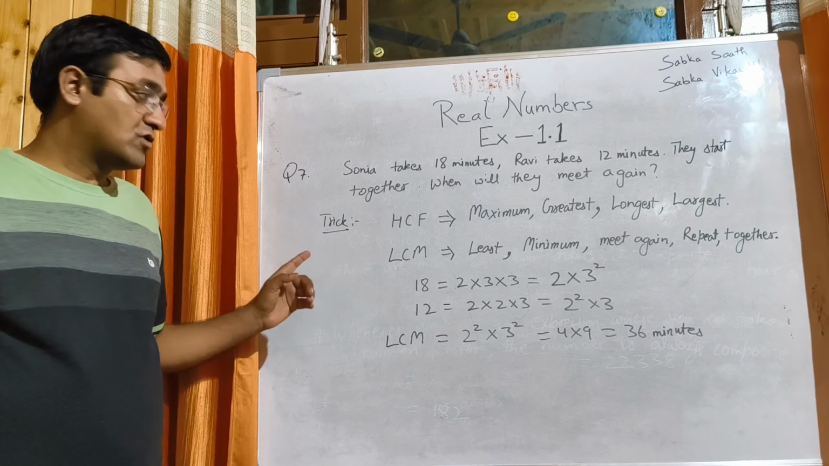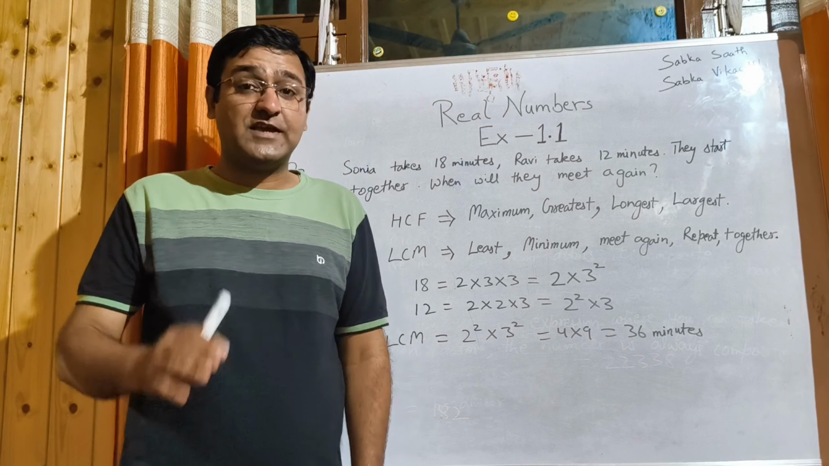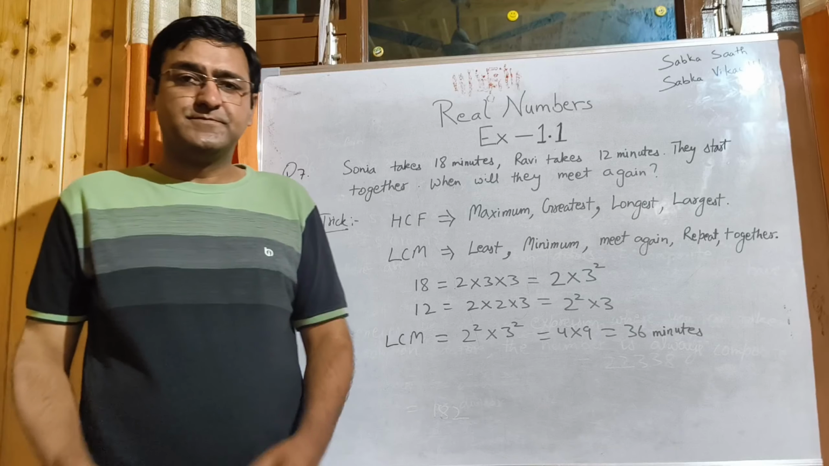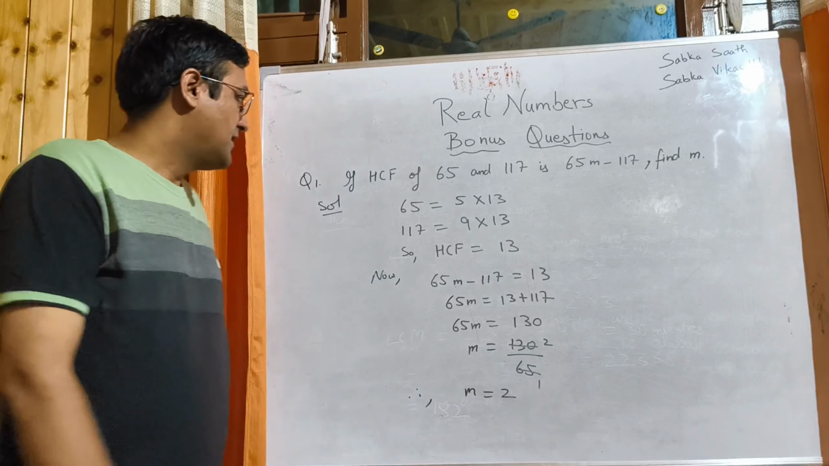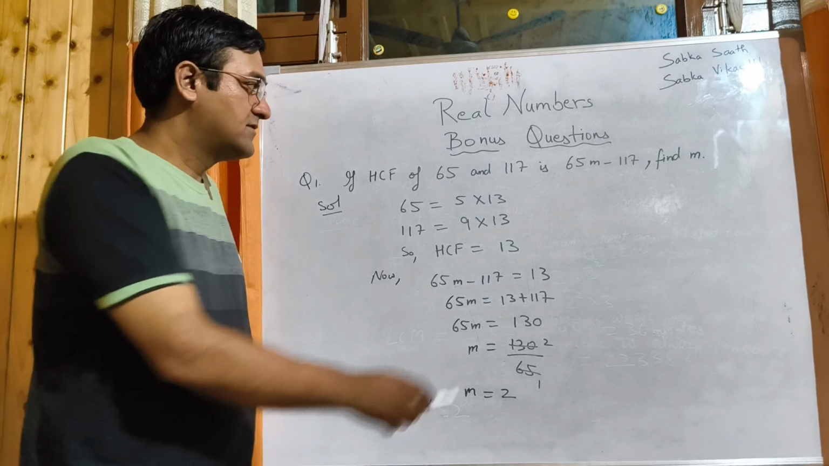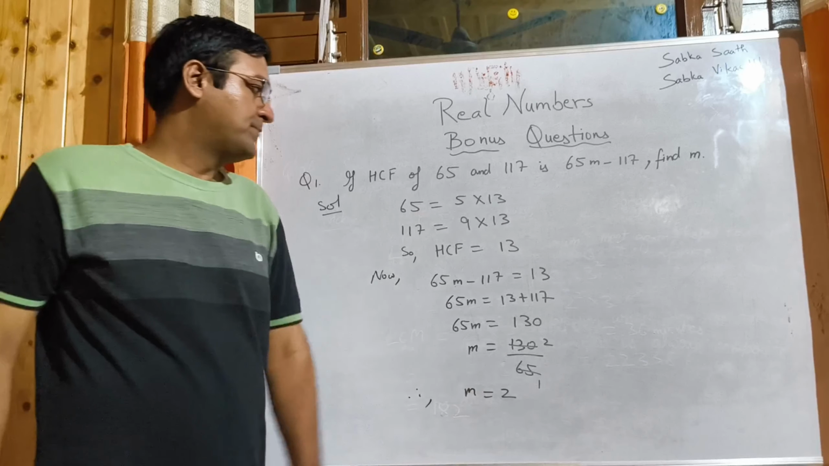These types of questions are very, very important in case-based questions, and they are regularly asked by CBSE. Now some bonus questions which are very, very important for board exams. If the HCF of 65 and 117 is 65m minus 117, we have to find m.